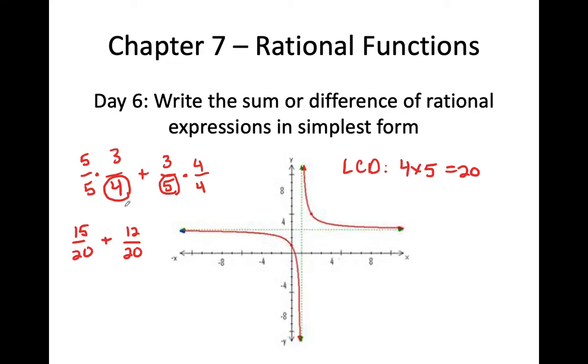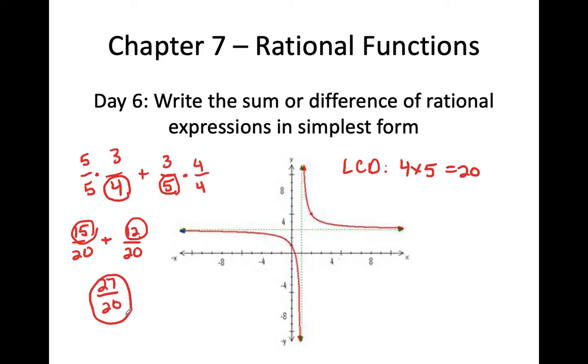So now once we have common denominators, we are able to add these fractions. Important to remember when we're adding and subtracting fractions is we're just going to add the numerators. So I'm really just taking 15 plus 12. Well, 15 plus 12 is 27, and I'm going to put that over 20. And that would be our final answer.